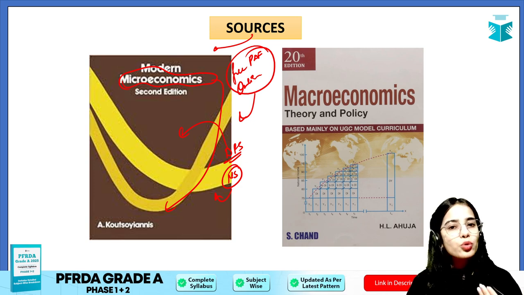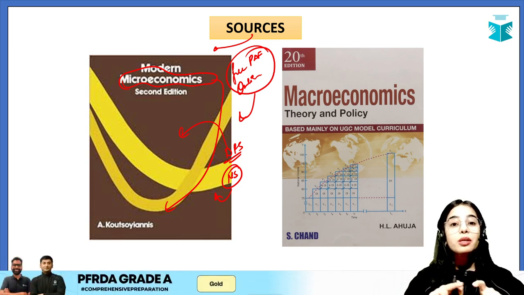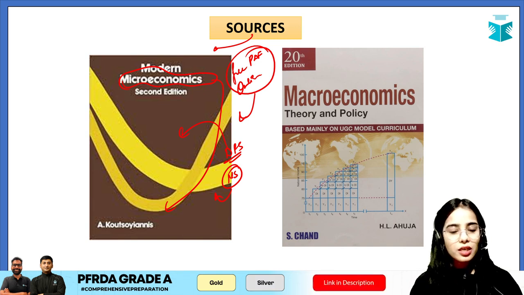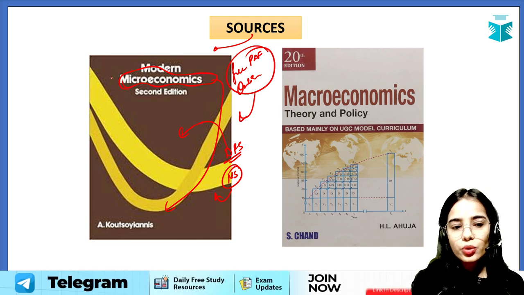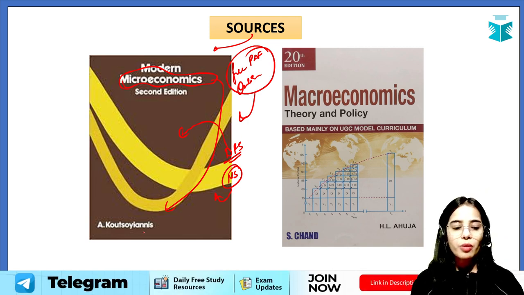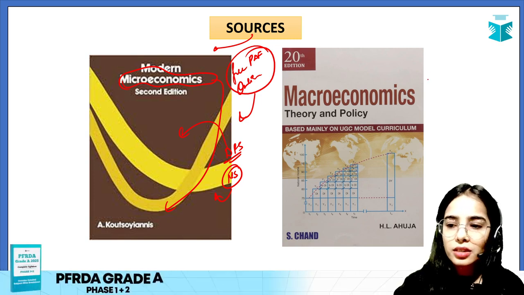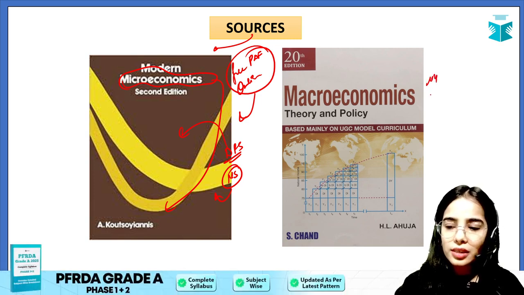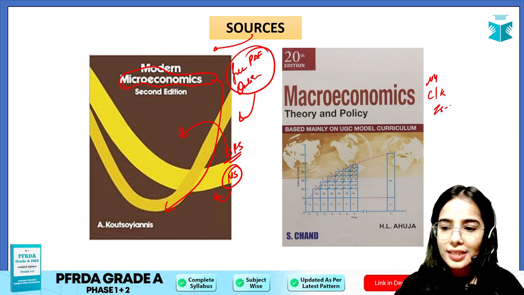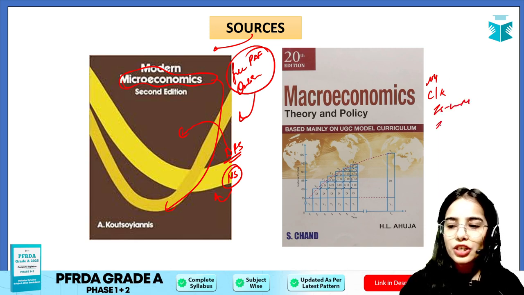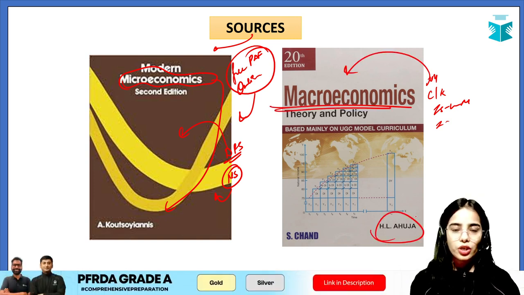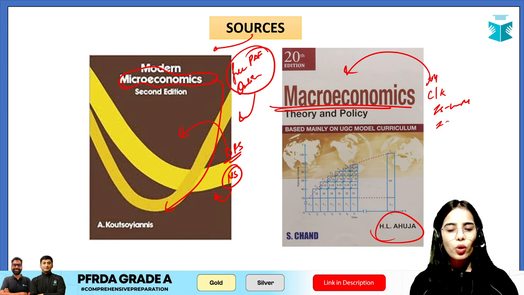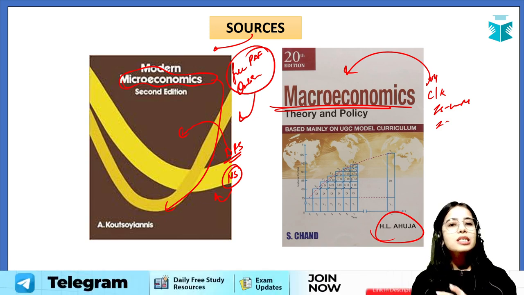But you do not have to do that much detail in the market structure. In the models, you only have to cover the basic idea of the models. Okay, so demand and supply and market structure you will get through this book, Microeconomics by Anna Koutsoyiannis. And for national income, the classical and Keynesian theory, the IS-LM model, inflation and the Phillips curve, these chapters are provided in Macroeconomics by H.L. Ahuja.